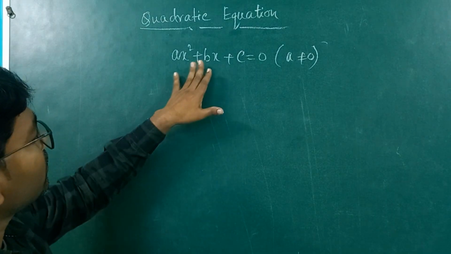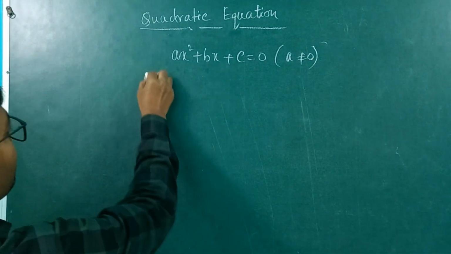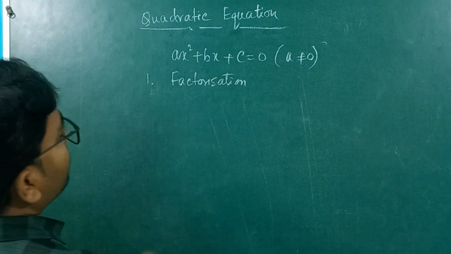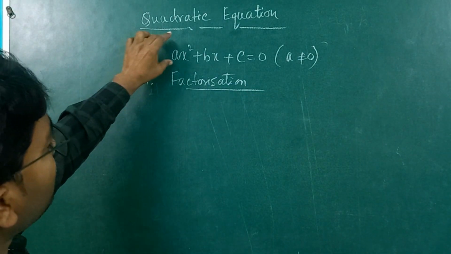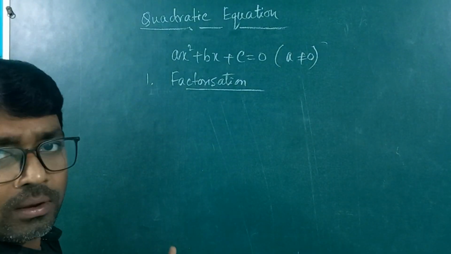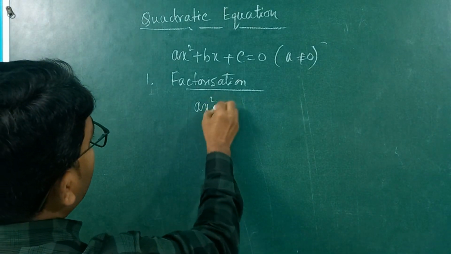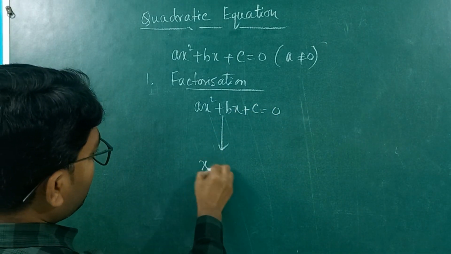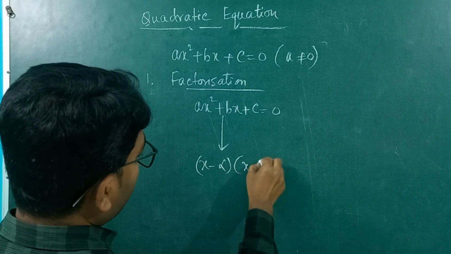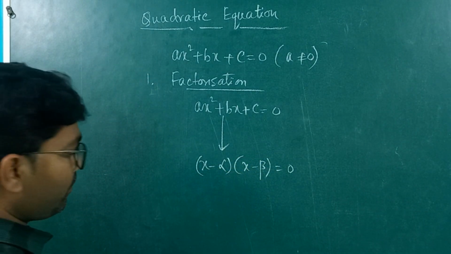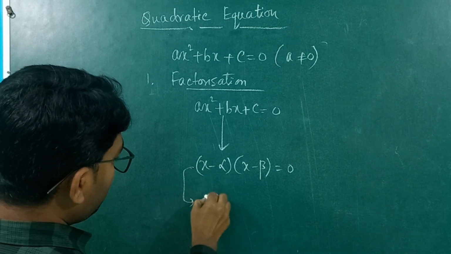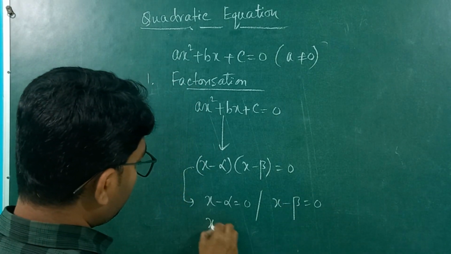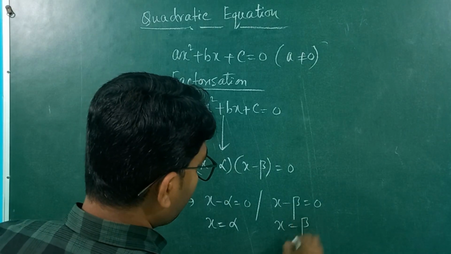We can solve this equation in two ways. One way is factorization. That is, if we can factorize this equation, then its solution is very easy. When ax square plus bx plus c equal to 0 is factorized, it becomes like this, x minus alpha into x minus beta equal to 0. From here you can easily say either x minus alpha equal to 0 or x minus beta equal to 0, that is x equal to alpha or x equal to beta.